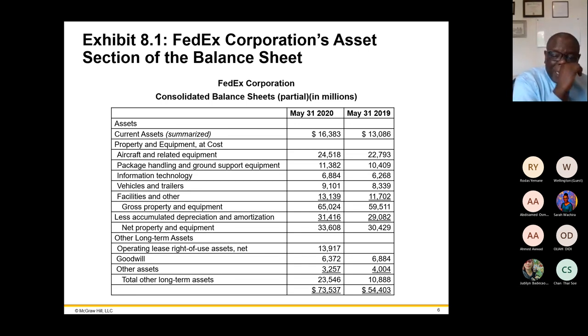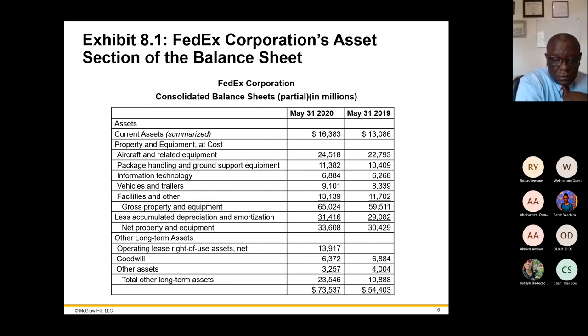All right, so we now look at FedEx. Looking at FedEx, you'll see that current assets, we summarize it because the focus is not current assets, but it's on fixed assets. So you have the aircraft and related equipment.